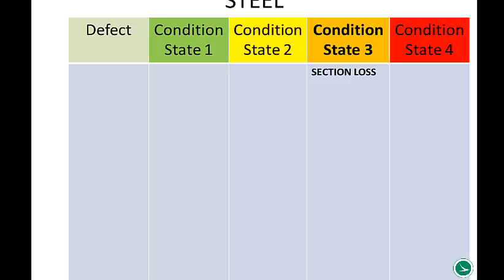So first and foremost, probably the most prevalent defect within our steel is section loss, and that's when the thickness of the steel is reduced, whether it be pitting or something more advanced where there's a corrosion hole. By and large, if there's section loss, it's going to reside in state 3. Most of our section loss will be in condition state 3.